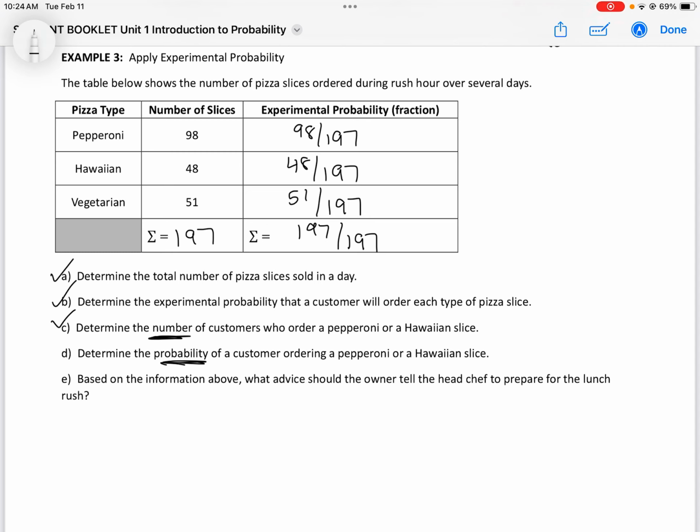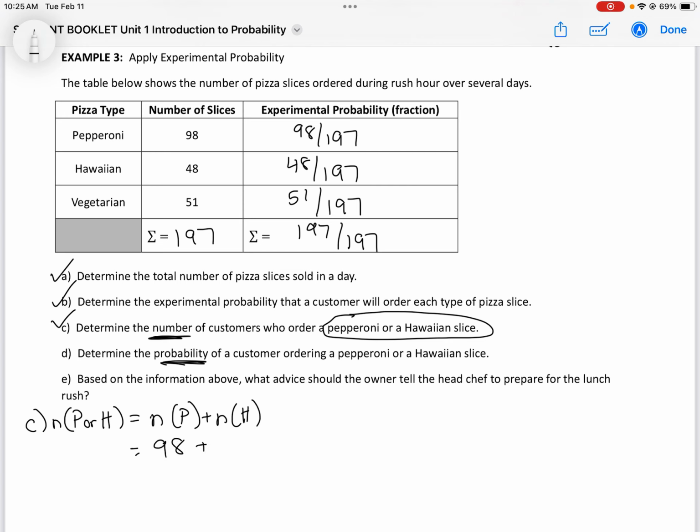Okay, determine the number of customers who order a pepperoni or Hawaiian. So C is going to be the number of pep or Hawaiian. And the thing is, you can't get one slice that has both pepperoni and Hawaiian on it, and therefore these are going to be mutually exclusive. When you order a slice, it's going to be either or, it's not going to be both. So the number of people who ordered pepperoni was 98, and the number of people who ordered Hawaiian is 48. So the total number of people who ordered pepperoni or Hawaiian is 146.